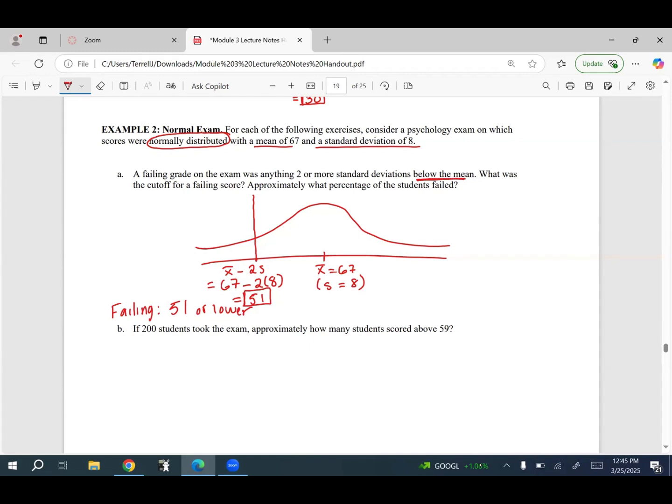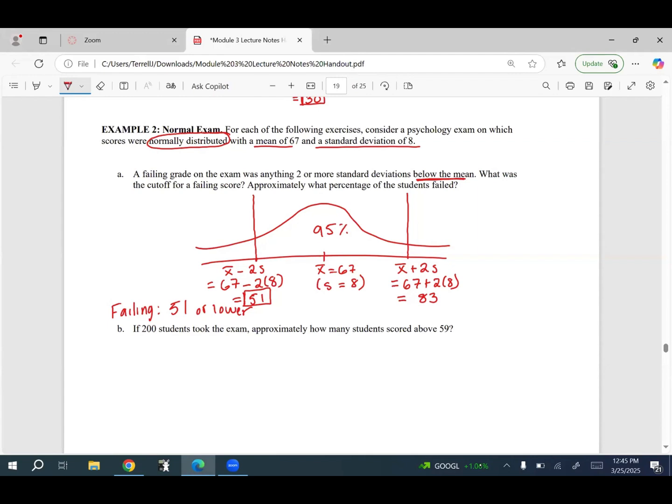Now we went 2 standard deviations to the left, right? So if we also went 2 standard deviations to the right, that would be the mean plus 2 times the standard deviation. That's 67 plus 2 times 8. So that would be 83. The empirical rule says that if you go 2 standard deviations to the right and to the left of the mean, we know 95% of our data falls in that range.